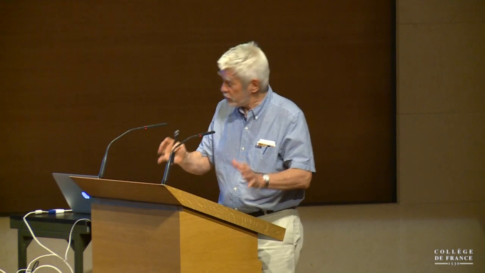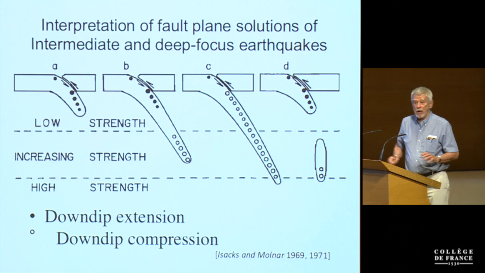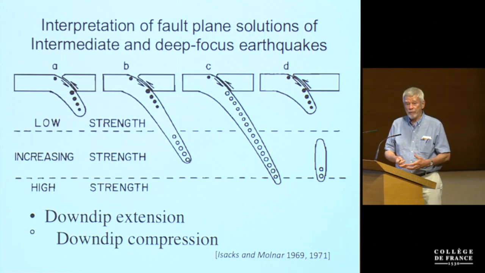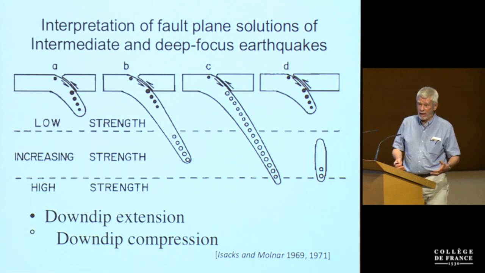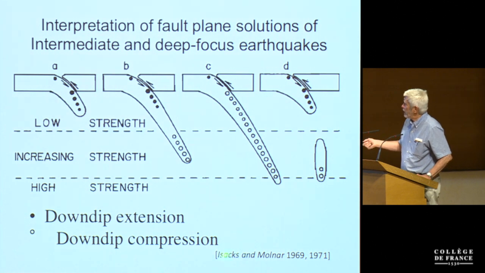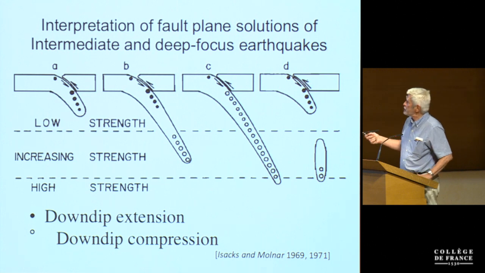I'm going to start with that idea and go back 50 years ago. Isaacs, Oliver, and Sykes in '68 showed that intermediate and deep focus earthquakes occur within downgoing slabs of lithosphere. So these are 4 cartoons that Brian Isaacs and I put together years ago, showing a slab of lithosphere plunging under another slab. The shallow earthquakes show thrust faulting consistently. And these are 4 cartoons illustrating different situations.